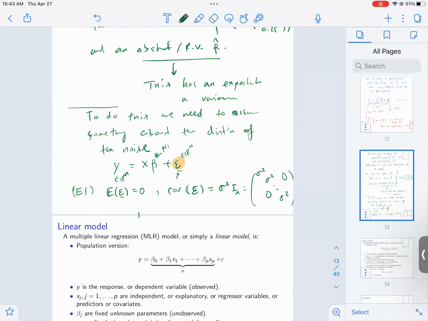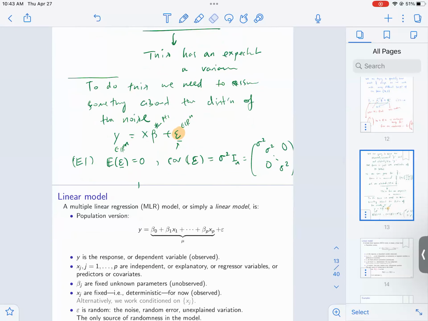Any questions? So the first set of assumptions is this. This is minimal, and it assumes something about the first moment, which is the mean, and the second moment, which is the covariance. So this gets us to a certain degree. This information is enough, for example, to calculate the expected value of beta hat, our estimate, and the covariance matrix of beta hat. That's enough for that.